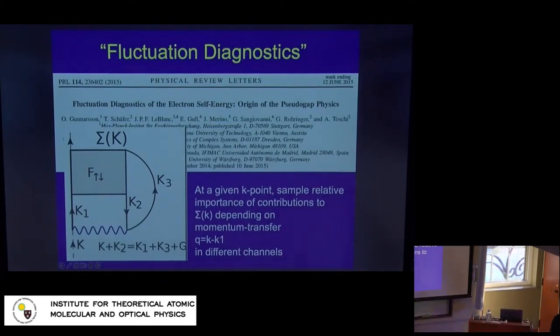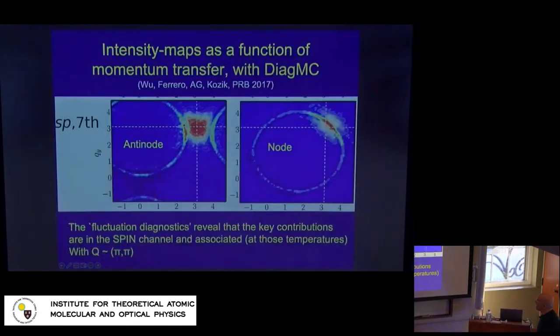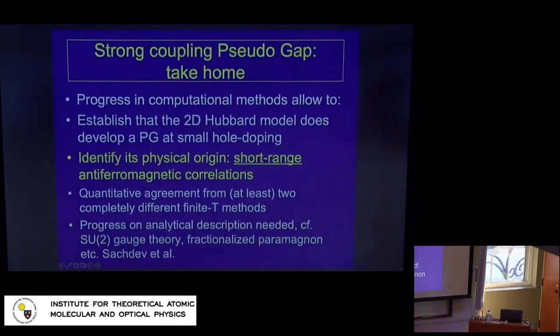Loosely taking inspiration from the Parquet equations. And this was pioneered in this very beautiful paper. And what comes out of this analysis is that what actually creates the channel which is responsible for the pseudogap opening is indeed the spin channel near pi. Okay, so that's the conclusion of this fluctuation diagnostics of the self-energy.